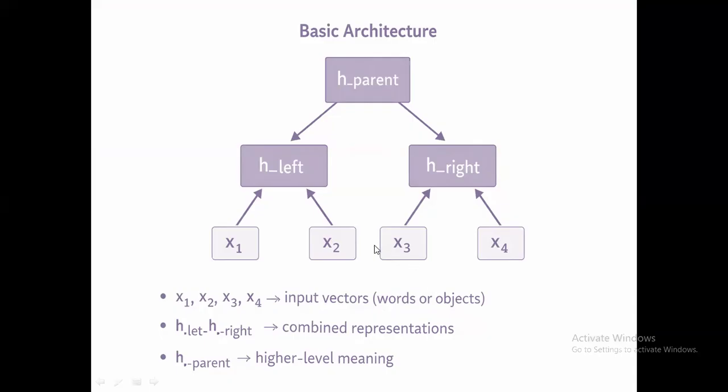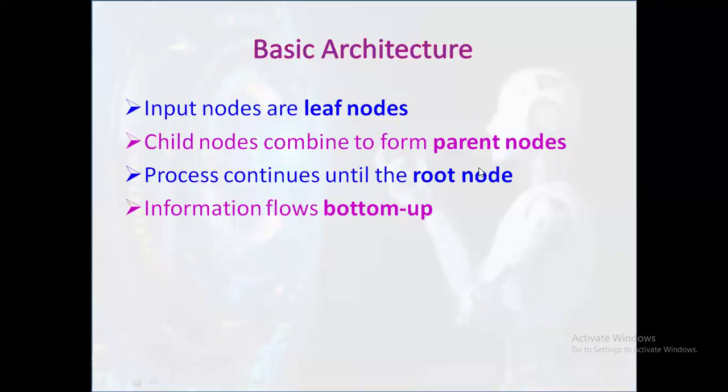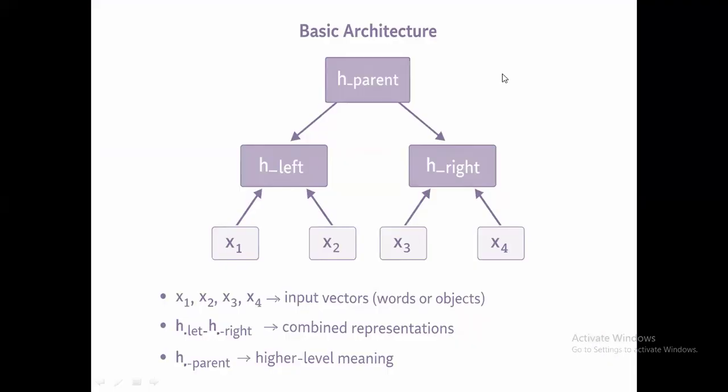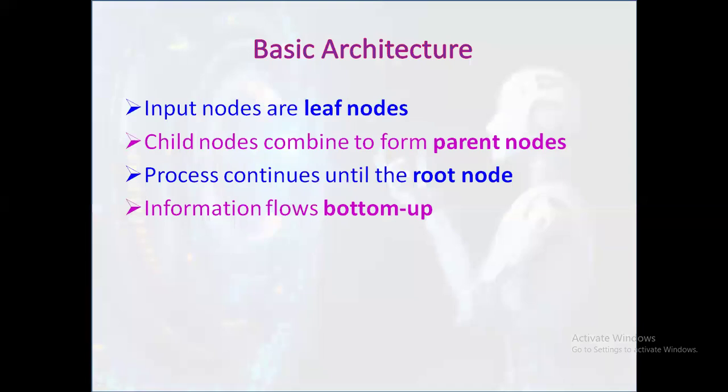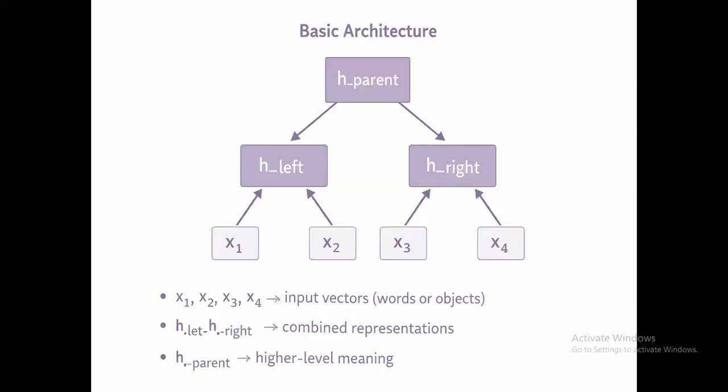The child nodes combine to form a parent. Two child vectors are merged using learned weights to create higher level vectors. This process continues until the root node. This merging continues until one final vector remains at the top, and information flows from bottom up. The model aggregates information from basic units to a global representation.